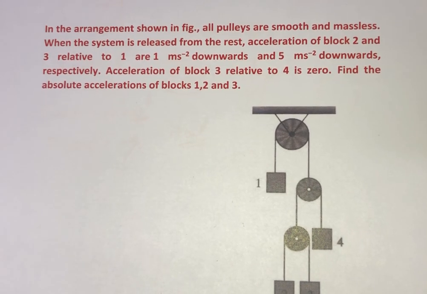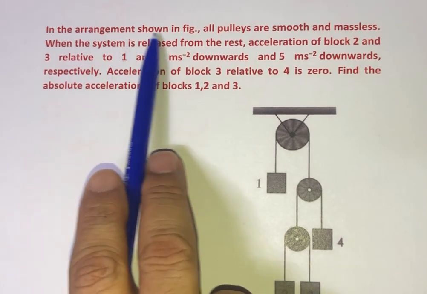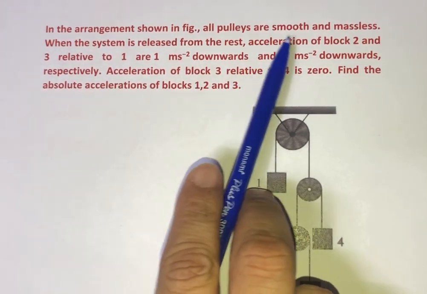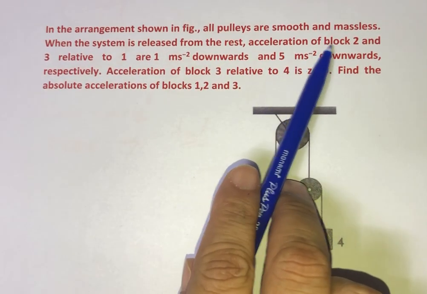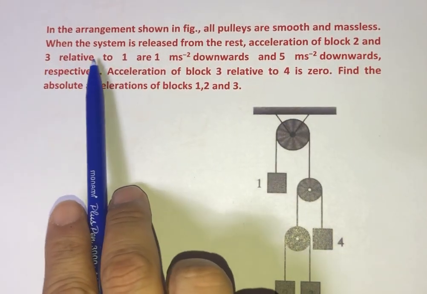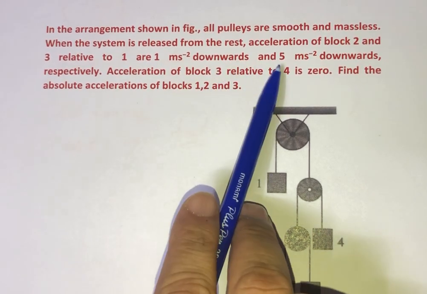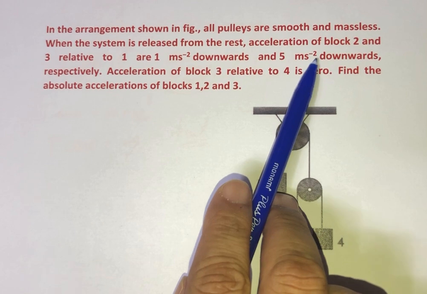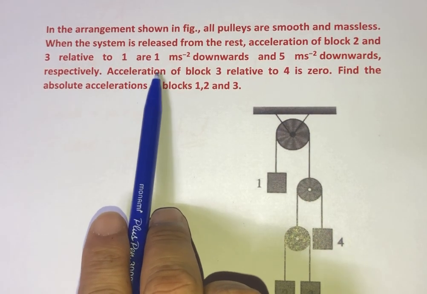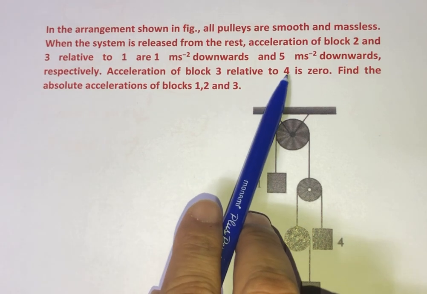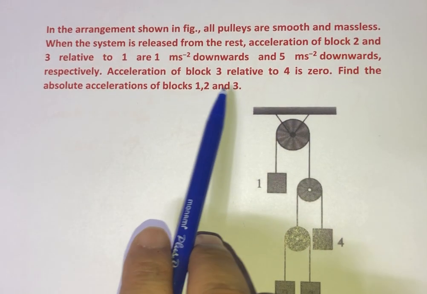In the question, it's given that in the arrangement shown in the figure, all pulleys are smooth and massless. When the system is released from rest, acceleration of block 2 and block 3 relative to block 1 are 1 meter per second square downwards and 5 meter per second square downwards respectively, and acceleration of block 3 relative to block 4 is 0. Find the absolute acceleration of block 1, 2 and 3.